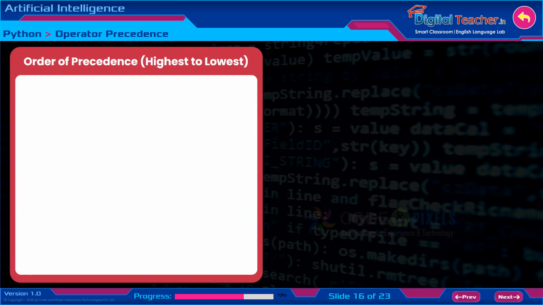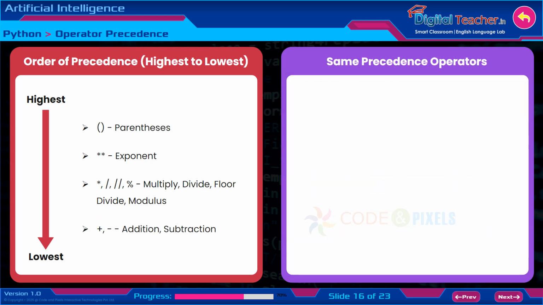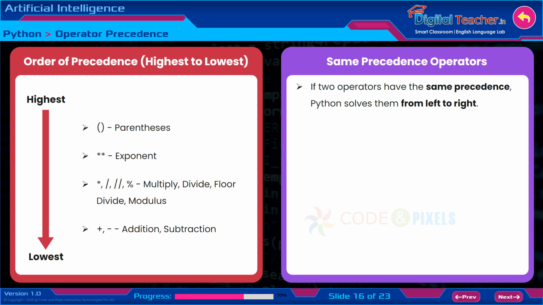Order of precedence, highest to lowest: parentheses, exponent, multiply, divide, floor divide, modulus, then addition, subtraction. Same precedence operators: if two operators have the same precedence, Python solves them from left to right. But for exponent, Python solves from right to left.